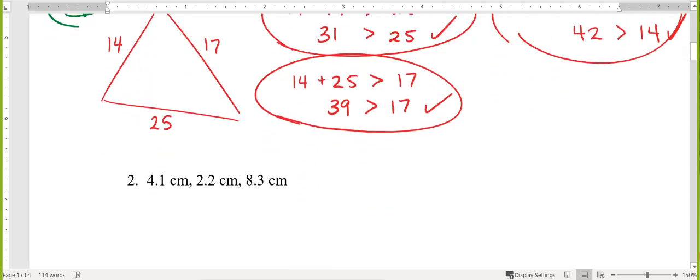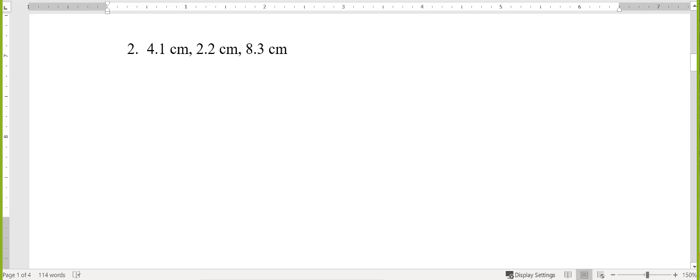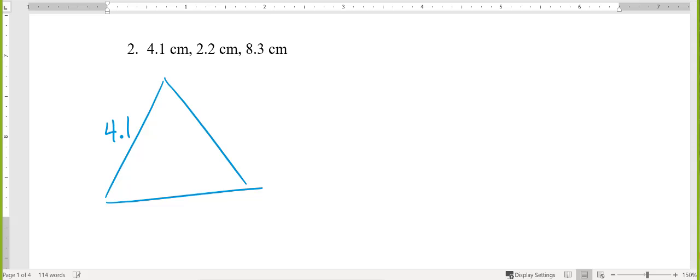Now you go practice. If you have a triangle that has lengths 4.1 centimeters, 2.2 centimeters, and 8.3 centimeters, is that a triangle? You need to go check. I would start with these two sides, add them up, and see if that number is bigger than 8.3.